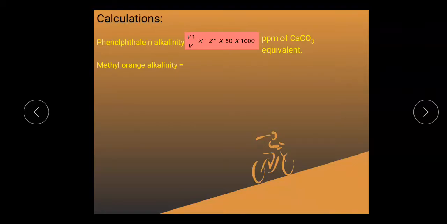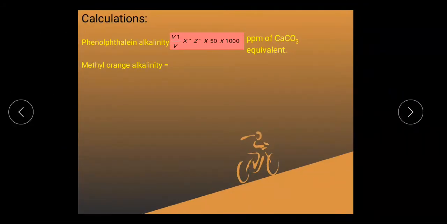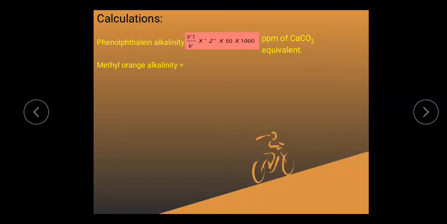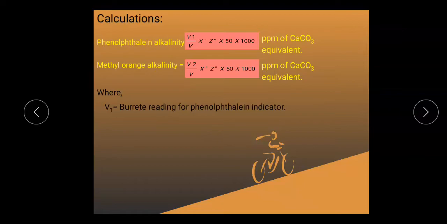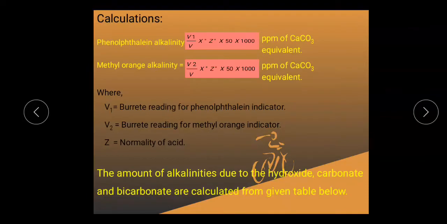Similarly, the methyl orange alkalinity reading corresponds to V2 ml. Therefore, V2 upon V into Z into 50 into 1000, expressed in ppm of calcium carbonate equivalent, where, as I told just now, V1 and V2 are the burette readings for the phenolphthalein and methyl orange indicators respectively, and Z is the normality of the acid.